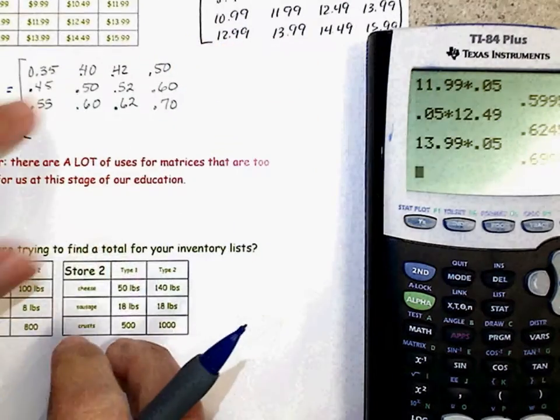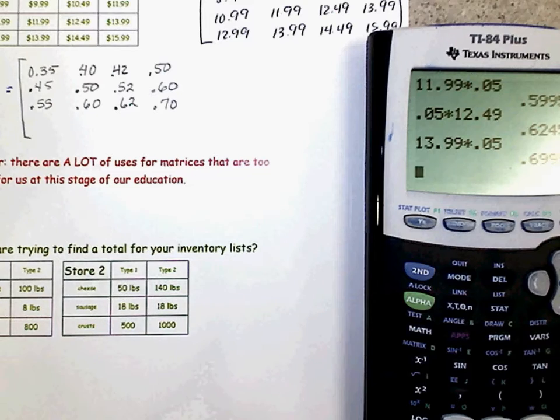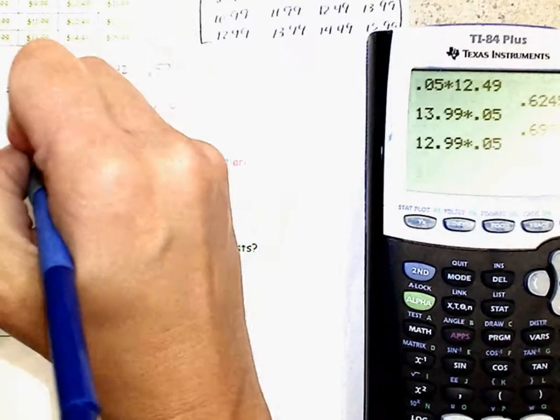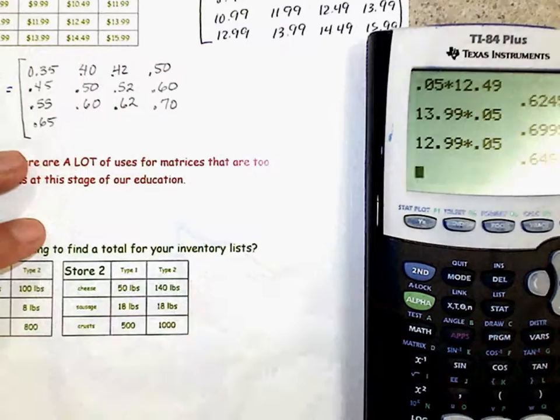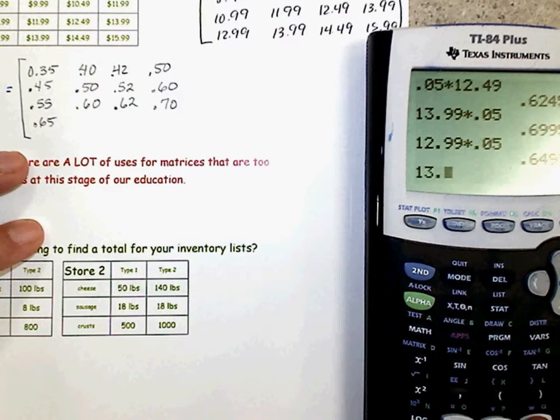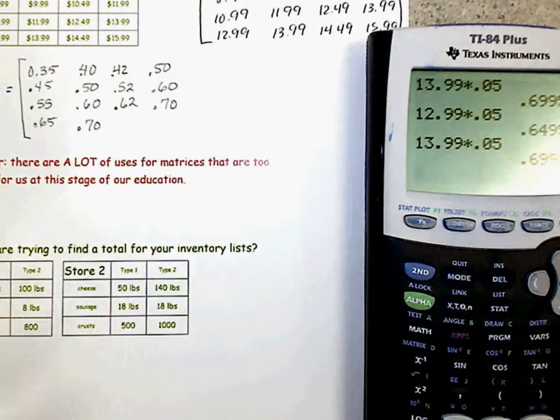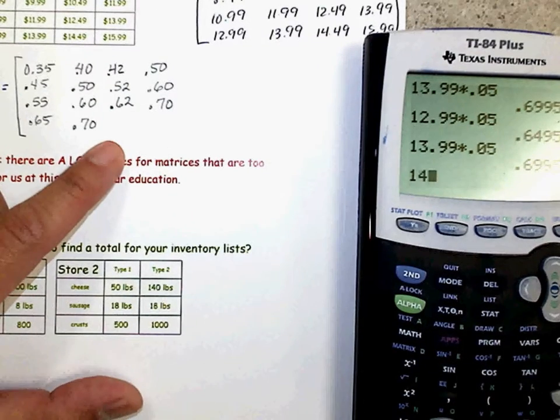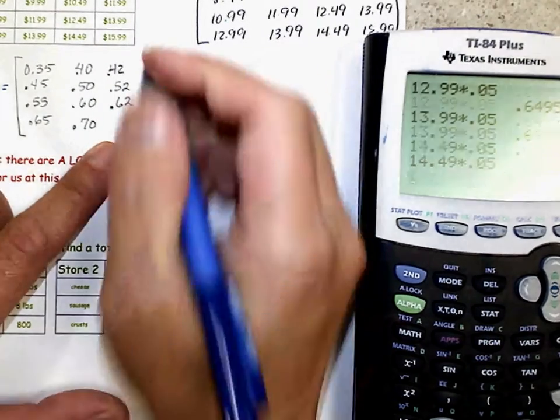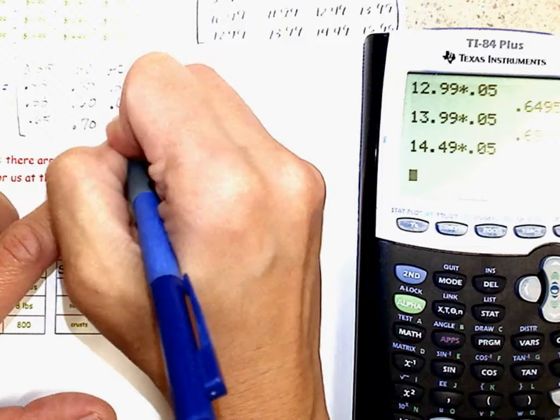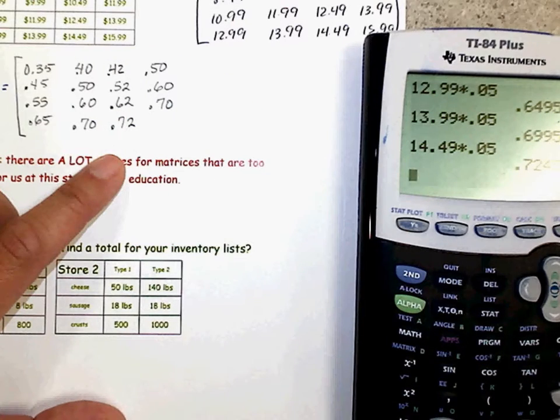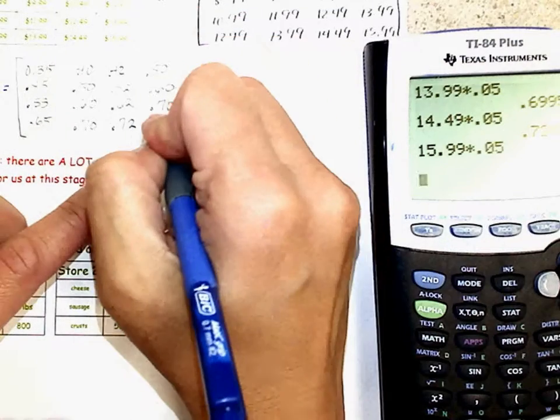So 12.99 times 0.05. 13.99 times 0.05. And I just round it to my pennies, to the correct pennies. Okay. 14.49 times 0.05. And then 15.99 times 0.05. All right. So there's the increase for each one of them.